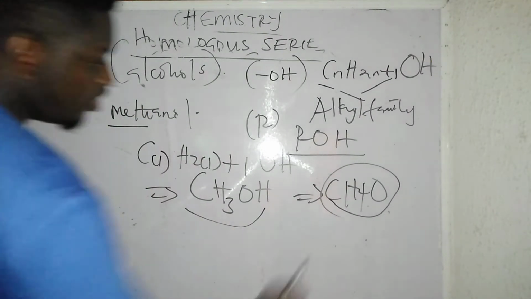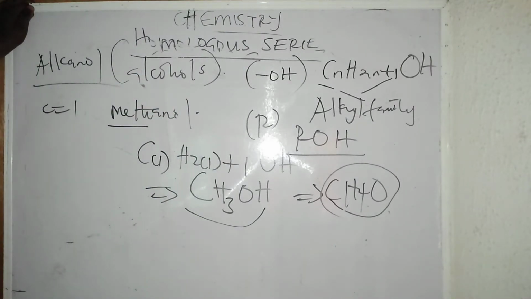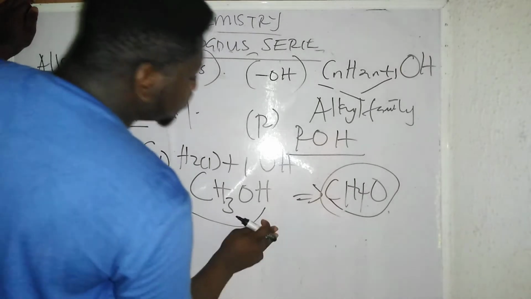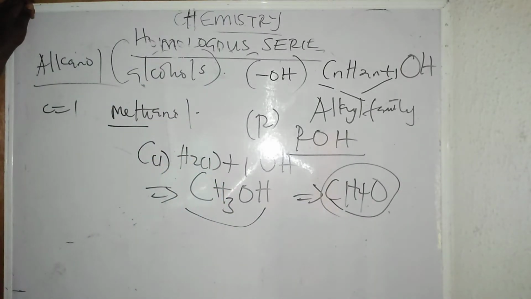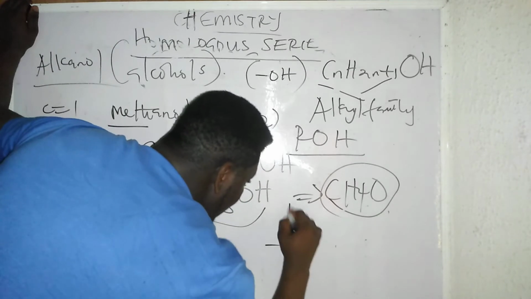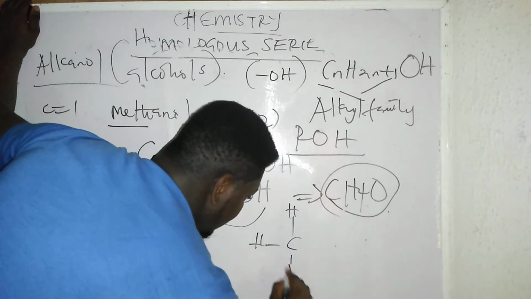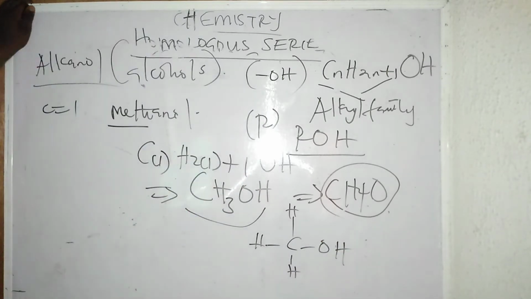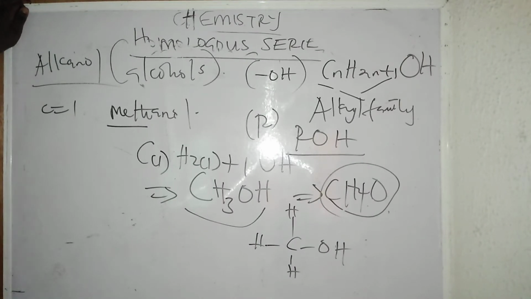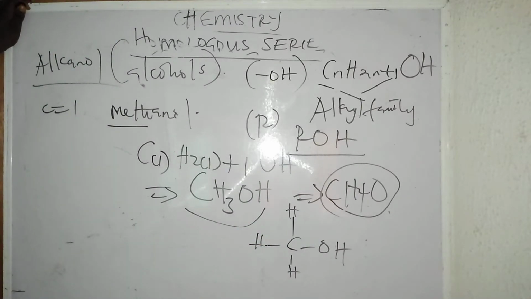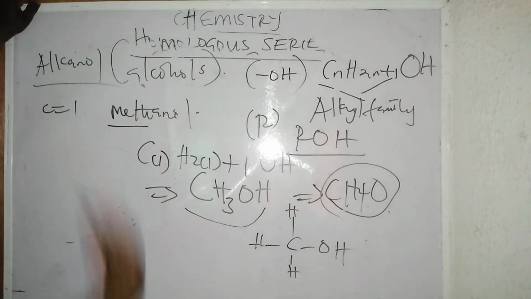But when drawing your structure, remember not to break the tetravalency of carbon, so you know exactly what to do when using this structure. So the structure of methanol becomes C, hydrogen, hydrogen, hydrogen, OH. Now, this is the structure of methanol. And as we all know, methanol is a very useful solvent in so many domestic things, like the methylated spirits we use. The methylated spirit we use comes from the family of the alkanol.